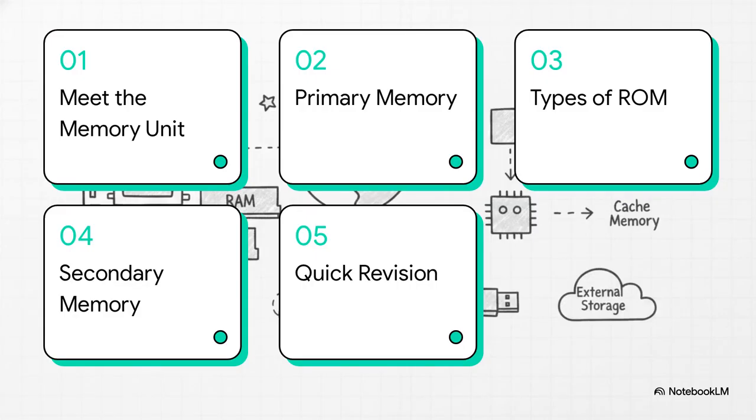Here is our roadmap. We've got 1. Meet the memory unit. 2. Primary memory, RAM and ROM. 3. Decoding types of ROM. 4. The power of secondary memory. And 5. Comparisons and quick revision.